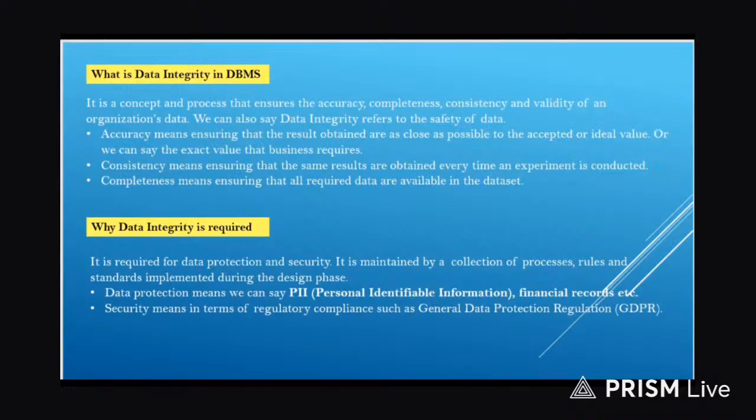Now, accuracy means ensuring that the results obtained are as close as possible to the accepted or ideal value, or we can say the exact value that the business requires. Consistency means ensuring that the same results are obtained every time an experiment is conducted. Completeness means ensuring that all required data are available in the dataset.